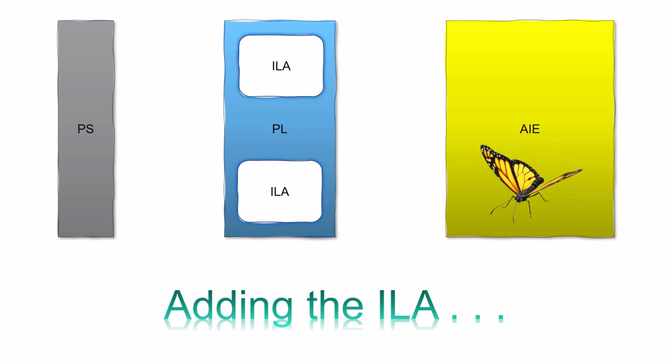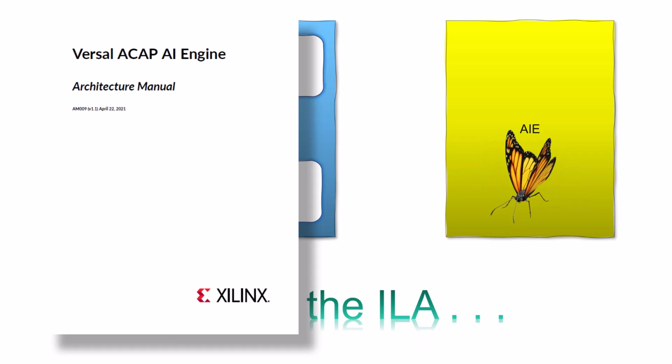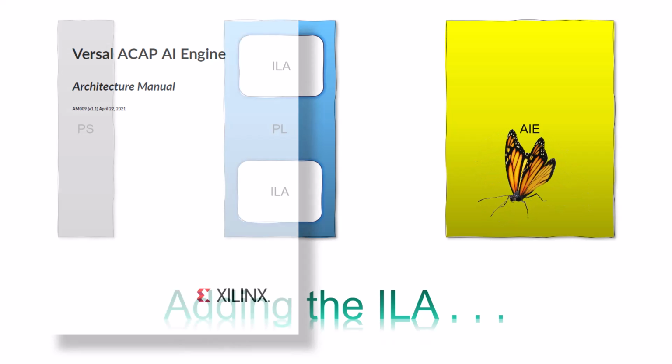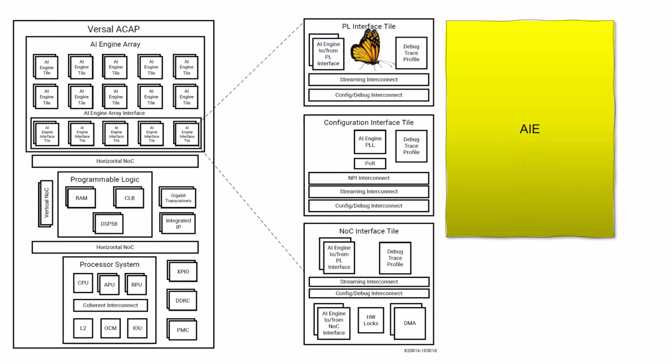Since our focus is debugging the AIE portion of a design, let's step back and review how a Versal design uses the AI engine array. Consulting the hardware manual AM009 for Versal core parts, there are three types of interface tiles that gate traffic in and out of the AI engine array: the PL interface tile, the configuration interface tile, and the NOC interface tile.